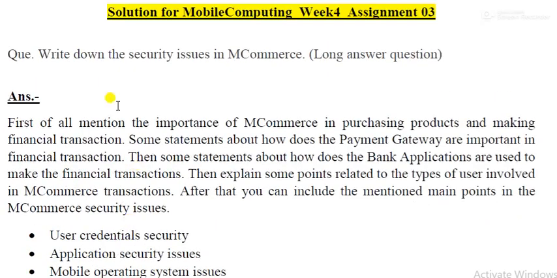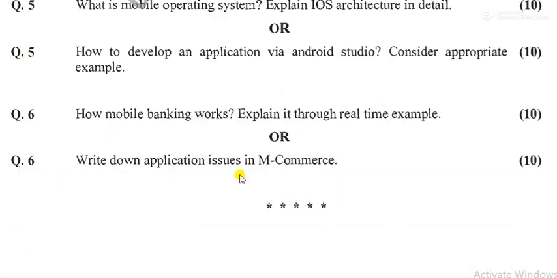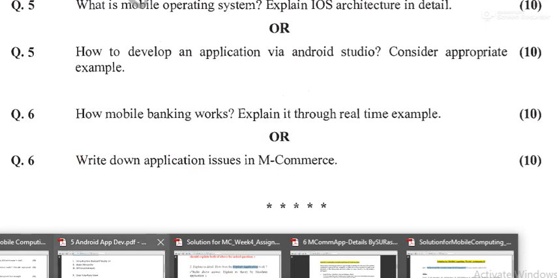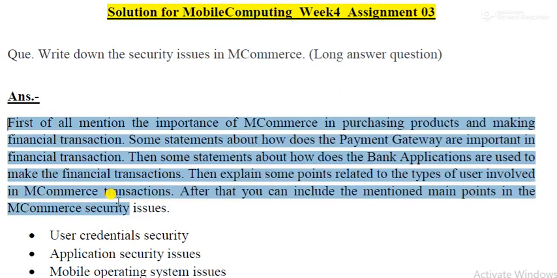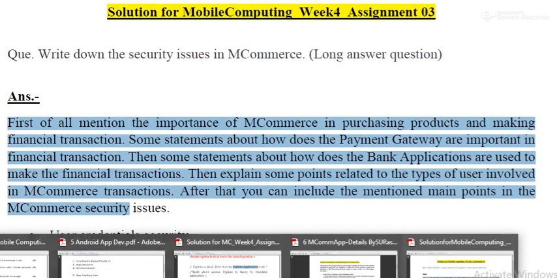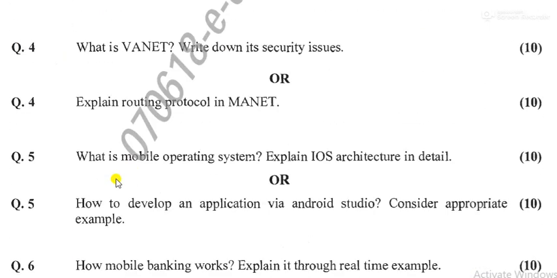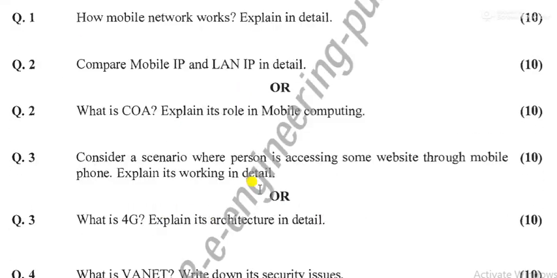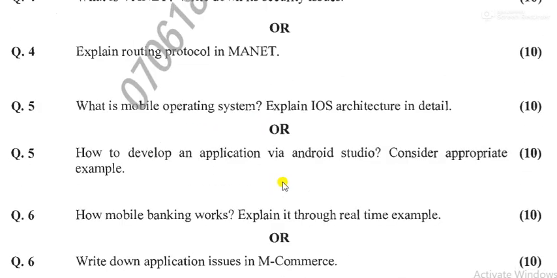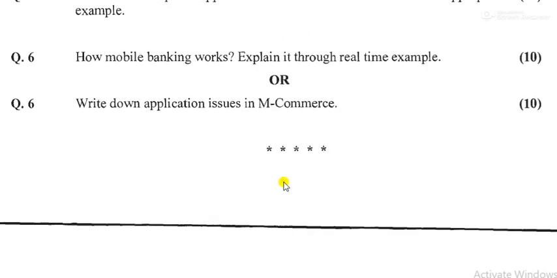So those are just the points related to the security issues in m-commerce, but we should explain the application issues in m-commerce with respect to all main sub points. It's not like we should only explain the security issues. Only if the security issues are asked should we explain this point only. So this is the end of this question paper solving point, and the end of at least a brief introduction to each unit, that is first unit, second unit, third unit, fourth unit, and last unit.